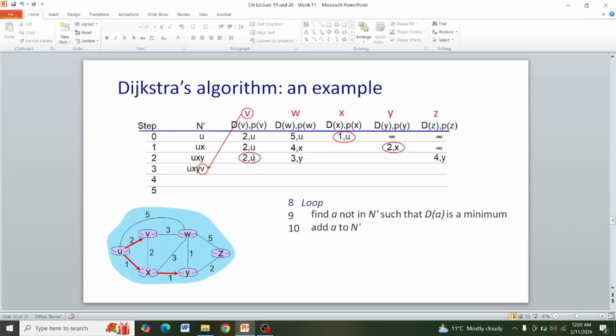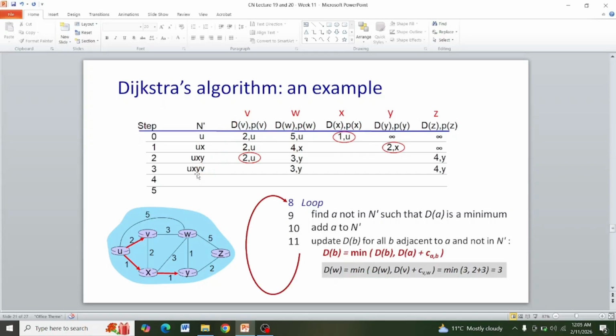Now we will again find out the least cost, and it becomes v. Therefore, v now comes to the set N prime. Next we move on and check which node is now adjacent to v, and we can see u is adjacent to v. Therefore, we will find out the cost of Dw, the cost of reaching w again, and we get the cost of 3, which is similar to what we got earlier.